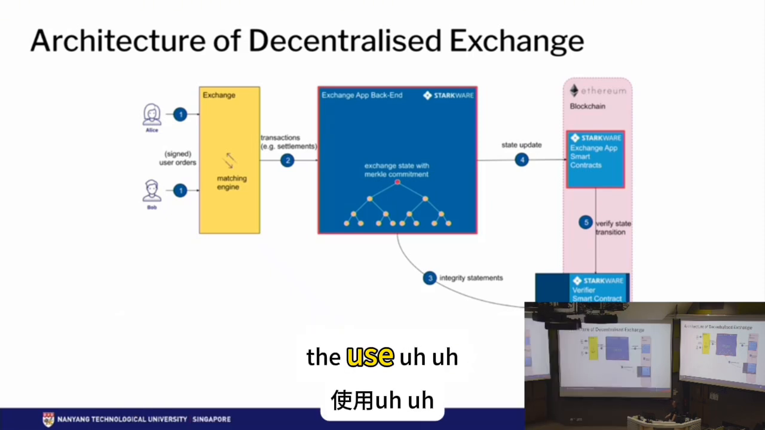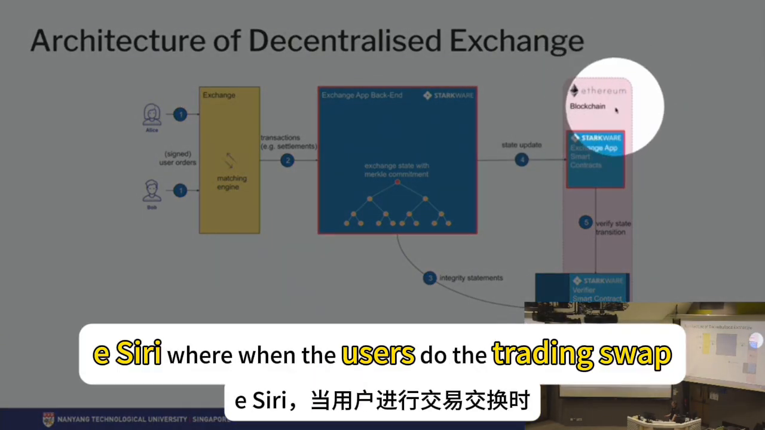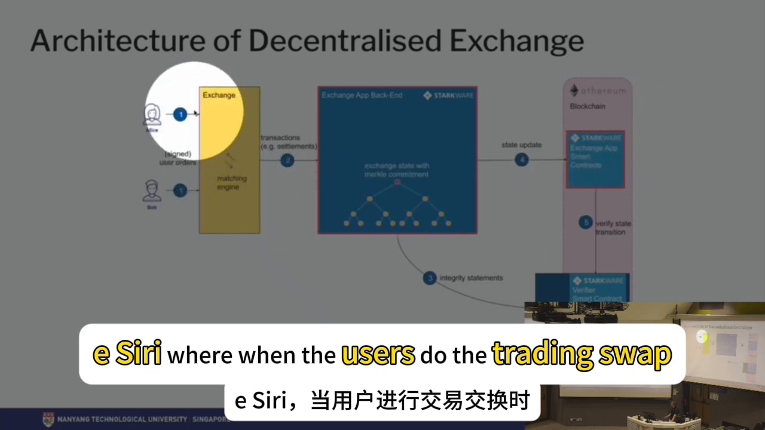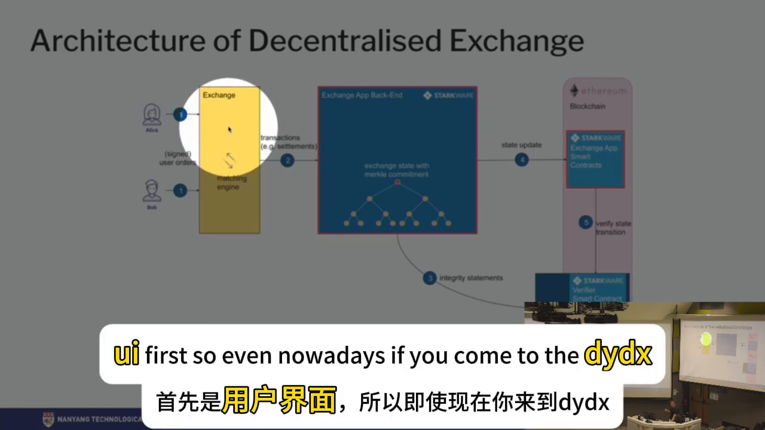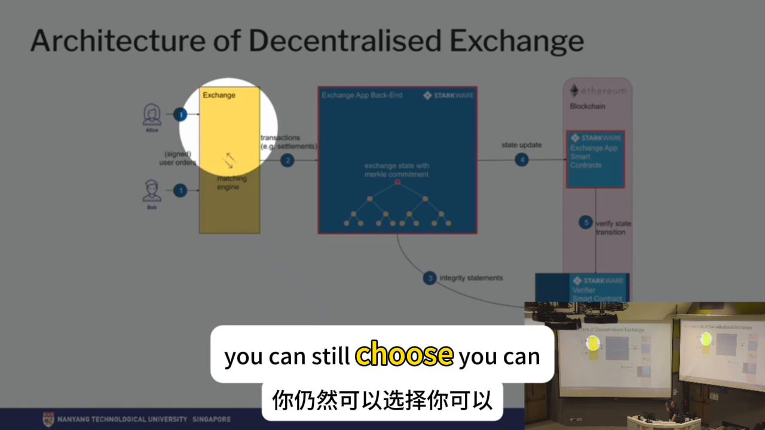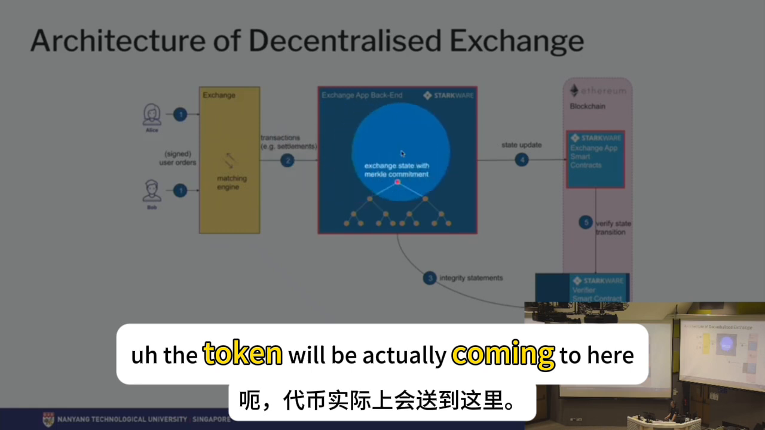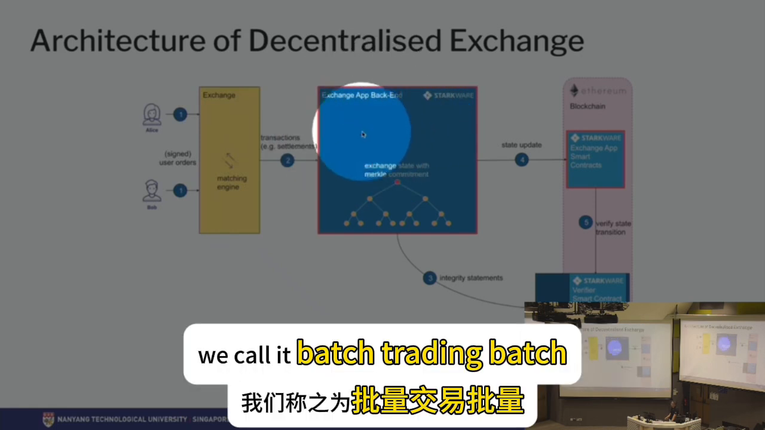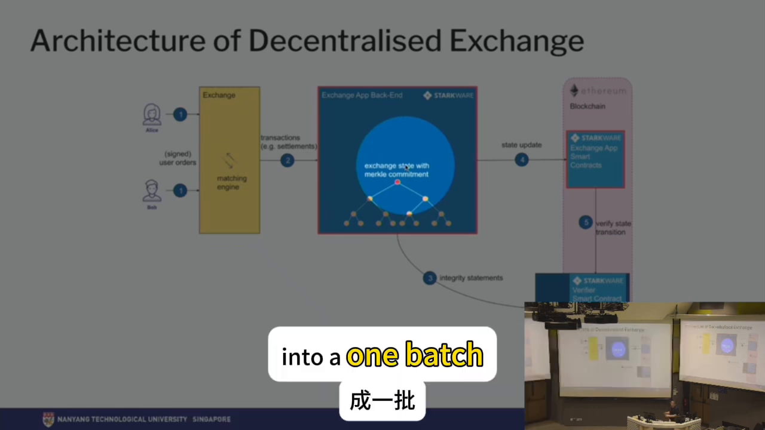Underneath it is actually on Ethereum, where when the users do the trading swap, they come to the DYDX UI first. So even nowadays, if you come to DYDX on version 3, you can still choose. Underneath is still this architecture. The token will be actually coming to here. We call it a batch, trading batch, where they batch all these transactions together into one batch.